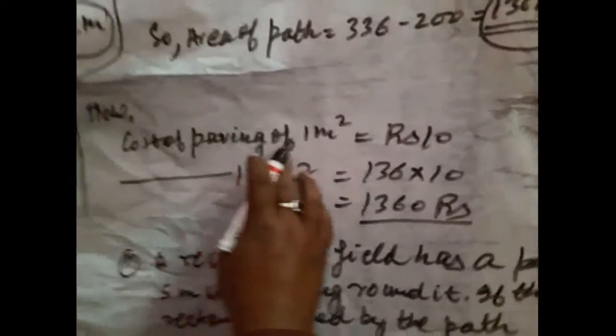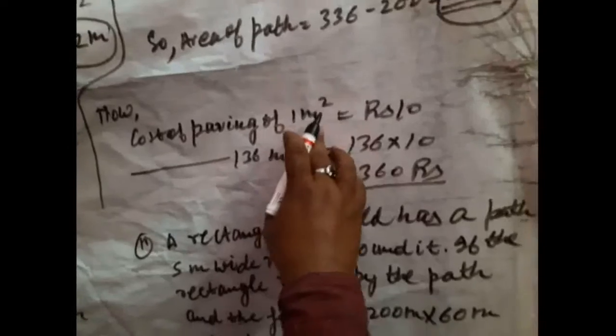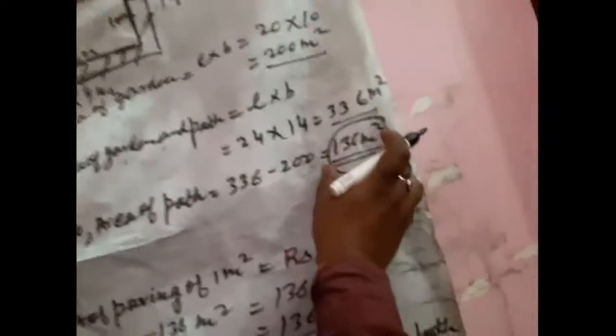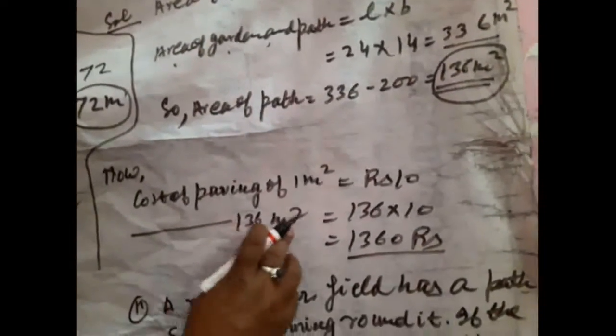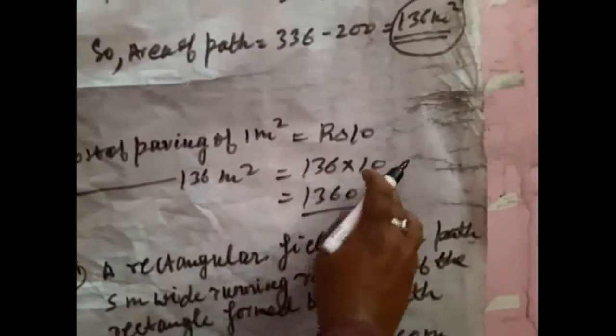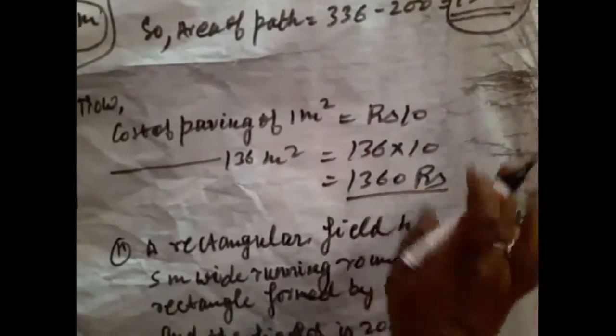Now cost of paving of 1 meter square, 1 meter square का खर्चा ₹10, and the cost of paving 136 meter square is equal to 136 into 10 is equal to 1360 rupees.